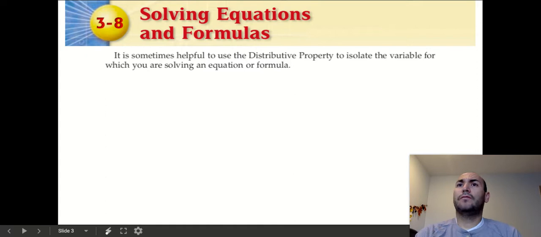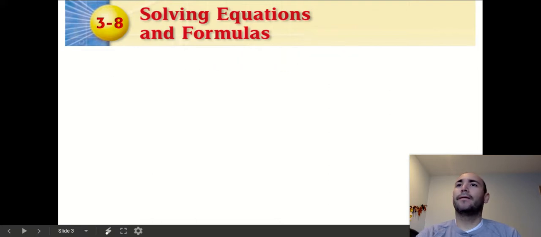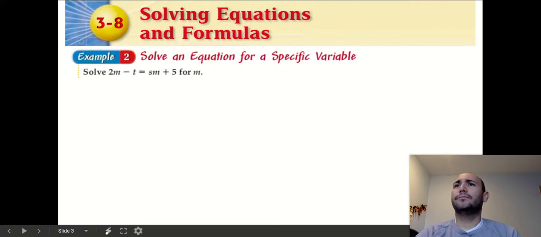It's sometimes helpful to use the distributive property to isolate the variable for which you are solving. We've talked about the distributive property before, so we're going to utilize that today. Here's an example of solving for a specific variable. Here we have 2 times m minus t equals s times m plus 5. We're solving for m. You'll notice m is on both sides of the equation, so we want to get it all on one side first.